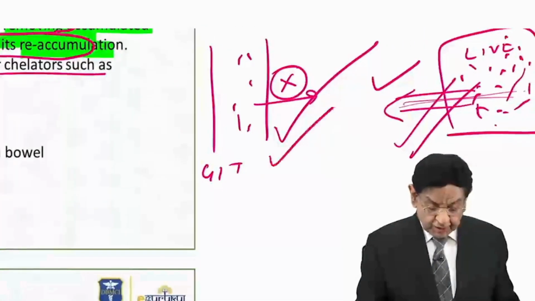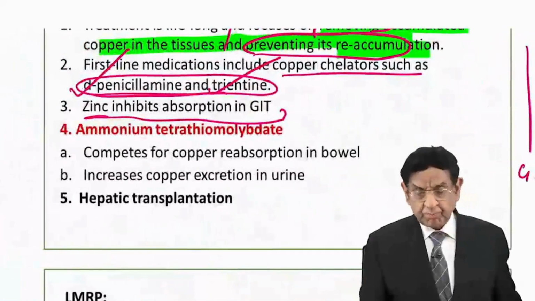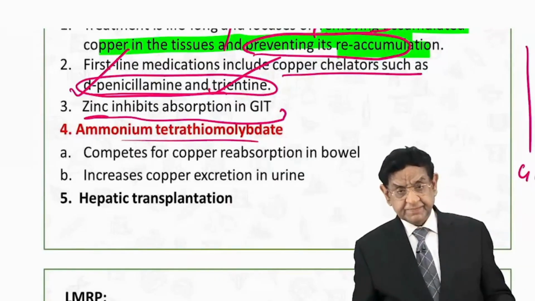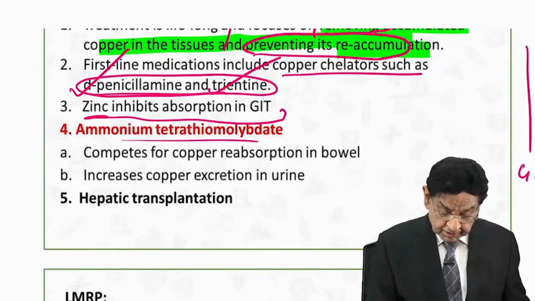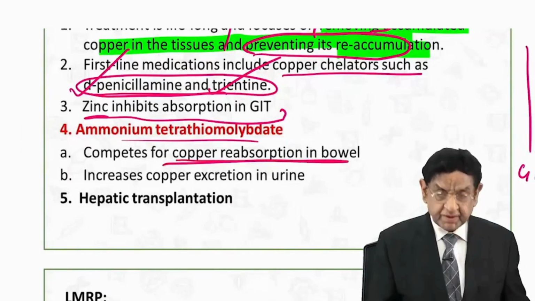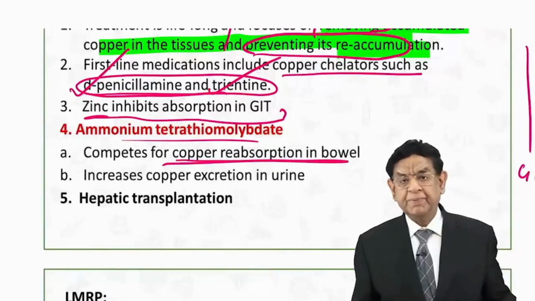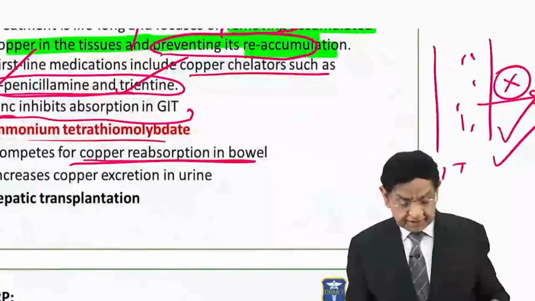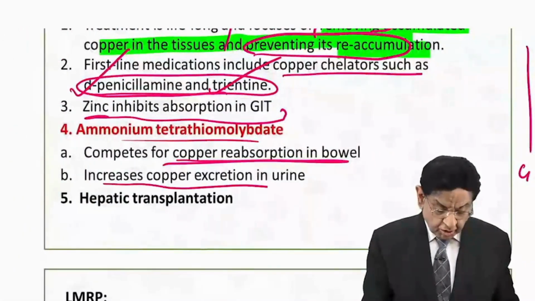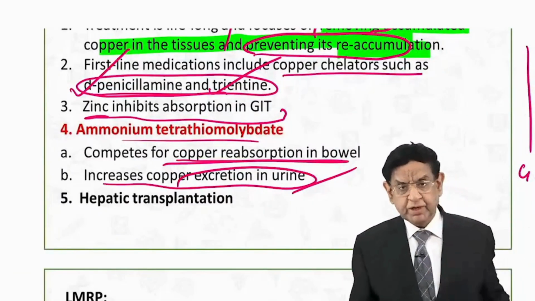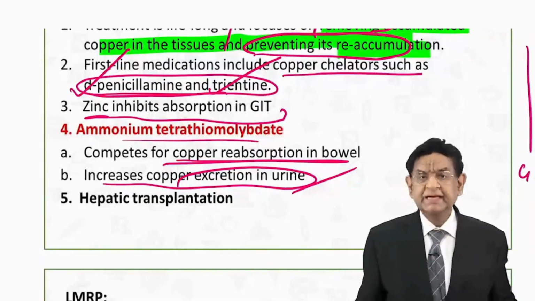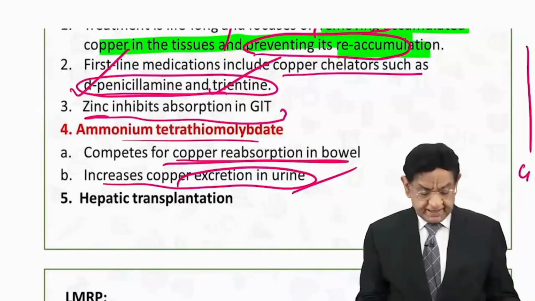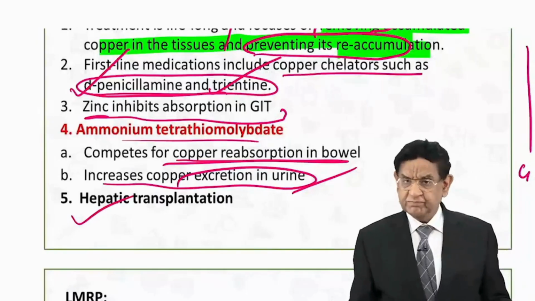One more drug which will reduce copper reabsorption is ammonium tetrathiomolybdate. It also competes for copper reabsorption in the bowel, so it will not let copper get absorbed. Again acting here, but it has an additional advantage. It also causes increased copper excretion in the urine. More and more copper will go out in the urine. An additional advantage which is not there with zinc.